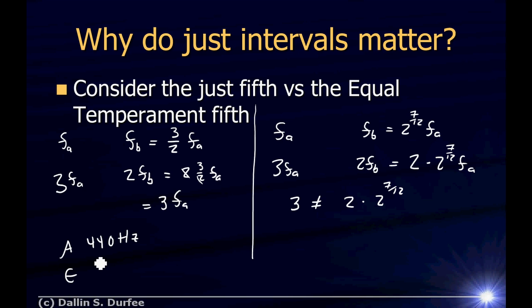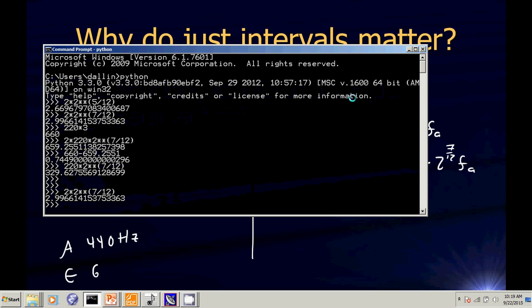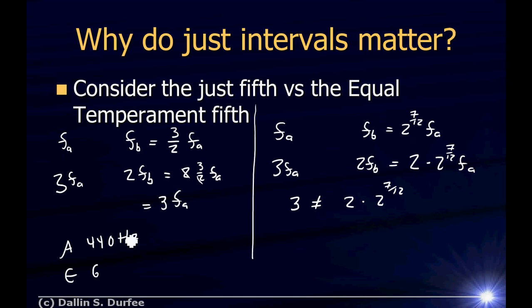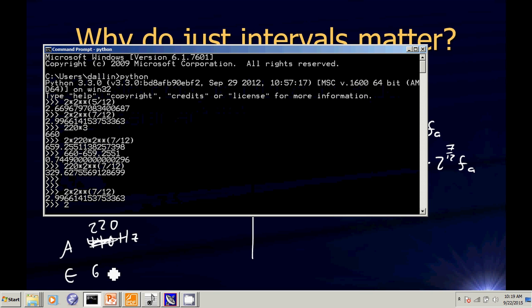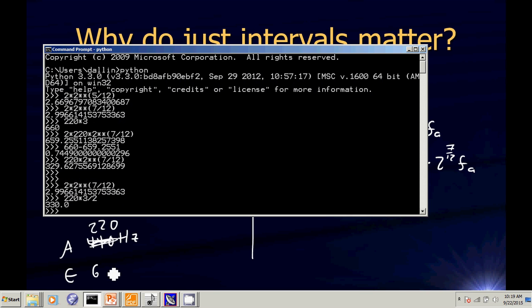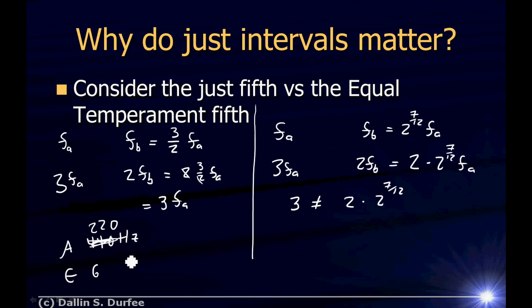For equal temperament, that note is just going to be a factor of 3/2 above that. Let's not do 440 because the beat rates will be kind of high. Let's do 220 hertz. If I take 220 hertz times 3/2, I get my E at 330 hertz. So I'm going to play those two notes together.